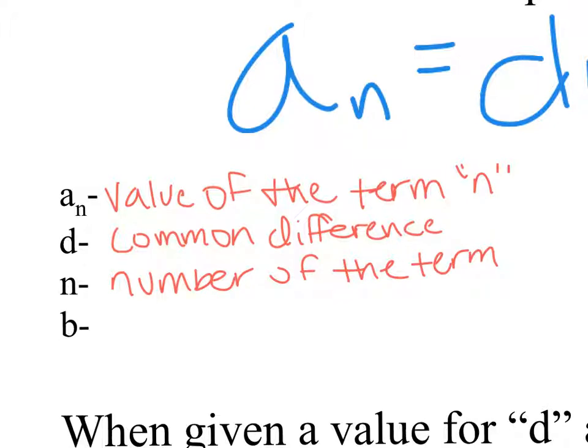And then we have B, which is a new one. That's going to be our y-intercept if we graph it, or our A sub 0. And A sub 0 is just going to be the number that we would get if we used the difference to find the number before the first term.